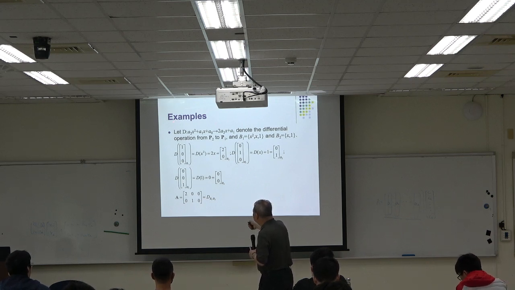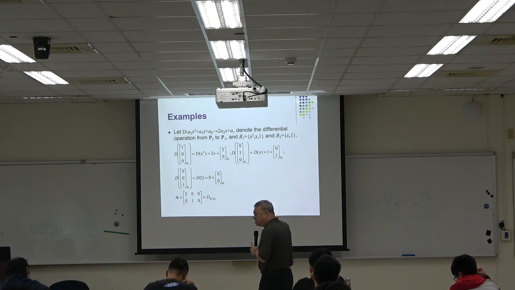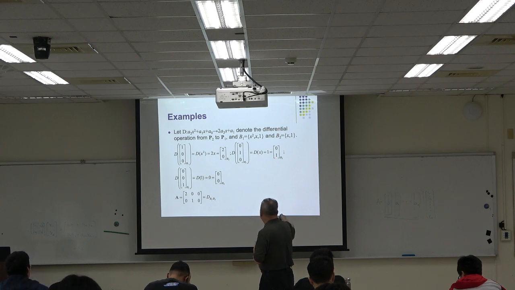to P1. So this one will be mapped to P1. So we have to represent this one by the basis for P1, which is B2. So it's 2, 0, right? Okay. So the other one, 0, 1, 0, it means x, right? So if you differentiate it, it's 1, right? So by using the basis B2 it is 0, 1, right?